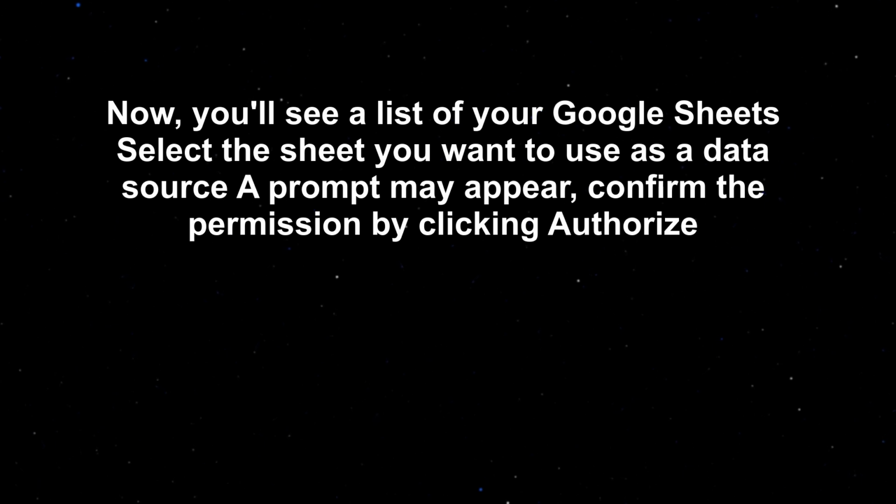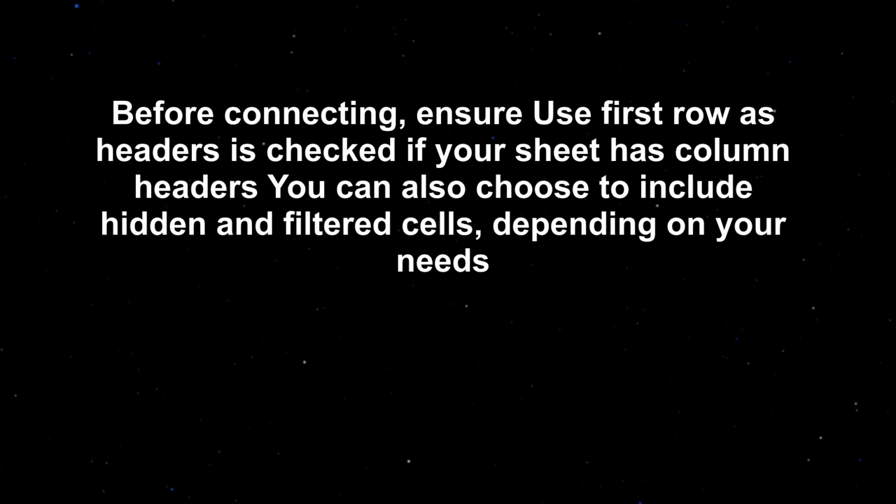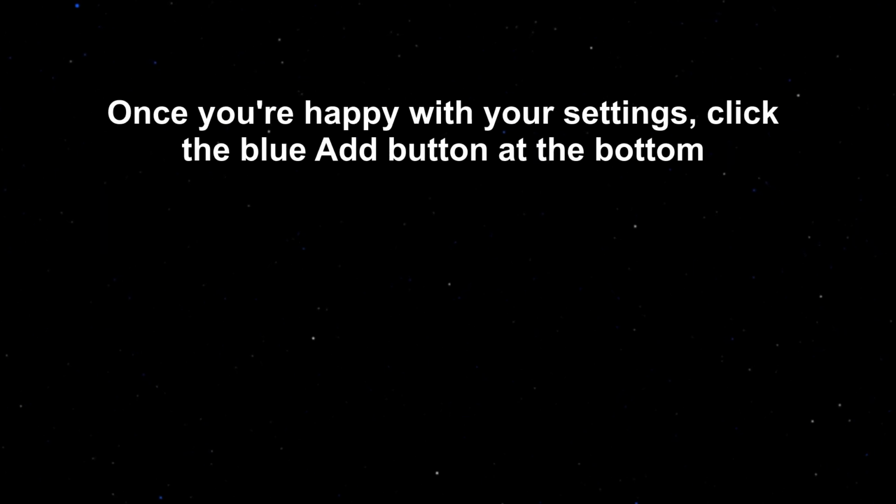A prompt may appear. Confirm the permission by clicking Authorize. Before connecting, ensure use first rows as headers is checked. If your sheet has column headers, you can also choose to include hidden and filtered cells, depending on your needs. Once you're happy with your settings, click the blue Add button at the bottom.